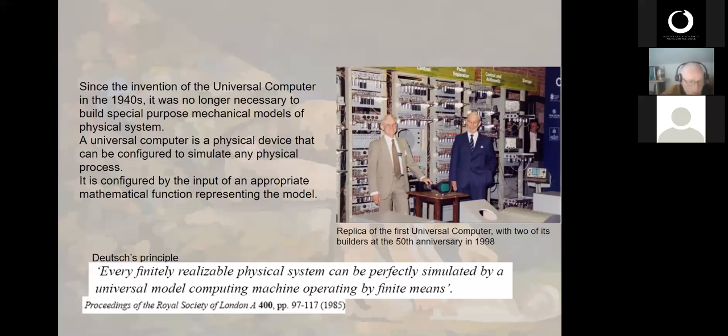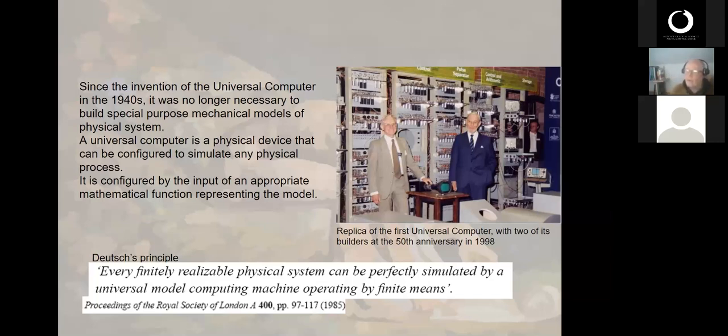But the important point here is a point taken from David Deutsch's paper on the universal Turing machine and the quantum systems. He says that any finitely realizable physical system can be perfectly simulated by a universal model computing machine operating by finite means. Now, this is taken to be what's termed the strong physical Church-Turing principle.